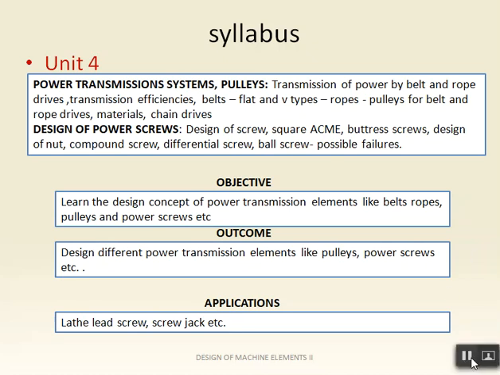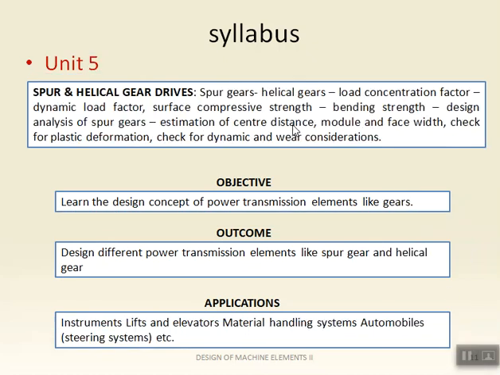Coming to unit number 5. In unit number 5, we are going to learn about different types of gears. We already know what a gear mechanism is and what kinds of gears are available. But in this unit, we are going to learn about gear failures, I mean the design of two different types of gears: one is the spur gear, another one is the helical gear.